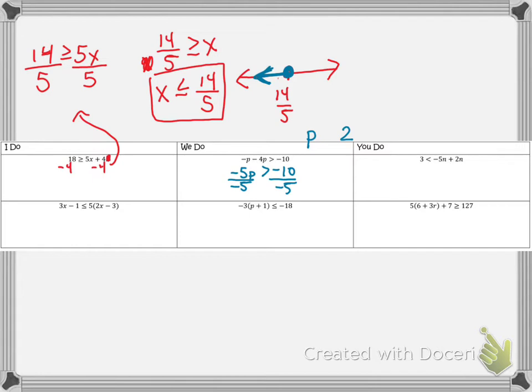But I just did something. What did I do, and what should that trigger me to do? That is correct. I just divided by a negative number. That means I need to flip the inequality sign. So now instead of a greater than, it is a less than. So here's your answer for the we do. Go ahead and graph this one.